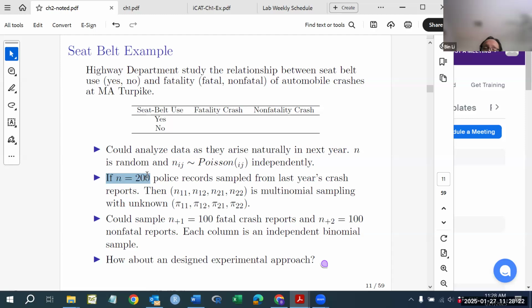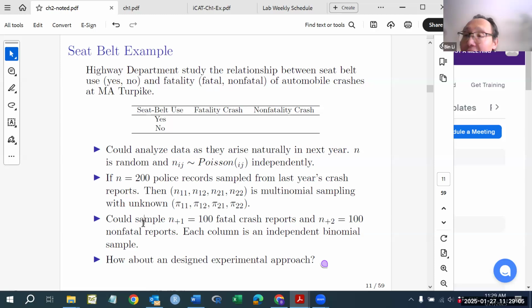Okay, the next one: this time I'm not analyzing the year 2025, I'm analyzing the 2024 data. Now we have all the 2024 data collected, right? So what we can do is just randomly pick 200 records sampled from last year's crashes. Last year's crashes are more than 200, let's say 10,000. We cannot analyze all of them, so we just randomly choose 200. But this 200 is predetermined, it's fixed.